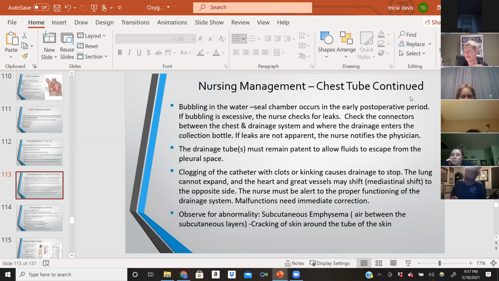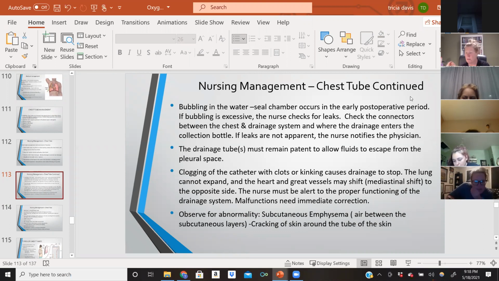I just gave you all the information you need to know. You should be writing that down. Get your pen. The drainage tube must remain patent because we have to get that fluid out. We have to get that air out. So we need to make sure it's patent. We don't want to clamp it unless the doctor tells us to. Sometimes we hook our patients up to continuous suction. They might put it to intermittent suction. They might just put it to gravity drain.